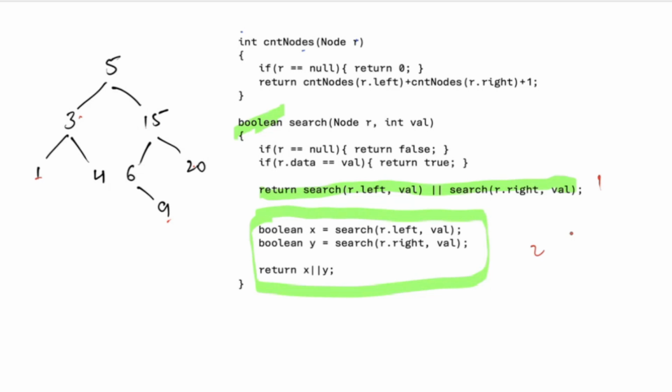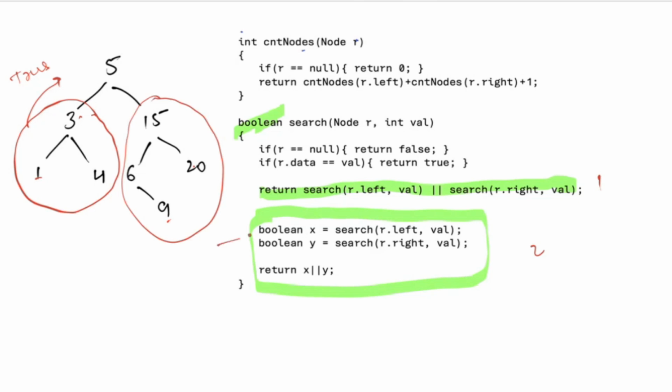There's no difference, right? See, let's say you are searching for 1. So if you are searching for 1, then the left subtree will return true. Then you will still be searching the right subtree in the second case. No, but Java short circuits. No, in this case, in the second case, you will still be searching.